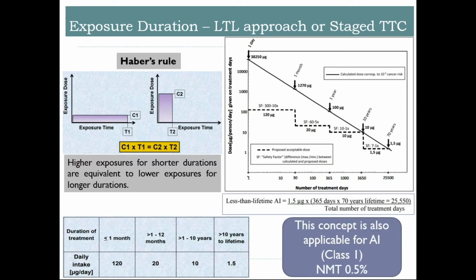This concept is also applicable to the compound-specific AI, but with certain conditions. What is that condition? The corrected AI should not be more than 0.5% of the drug dose. In the above formula, in place of 1.5 microgram, use this AI value and correct as per the number of treatment days in the denominator. You will get the less-than-lifetime AI values accordingly.